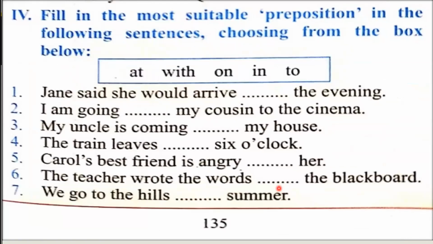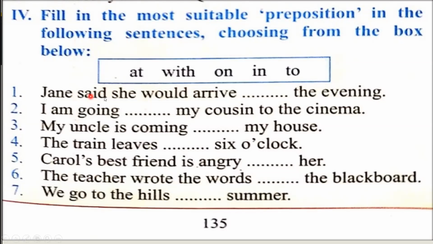So now, dear students, this is exercise number 4. In this chapter, we have 4 exercises. We are doing fill in the most suitable prepositions in the following sentences, choosing from the box below. We have the 5 prepositions: at, with, on, in, and to, and you have to use these in the 7 sentences. One can be used twice or thrice, according to the sentence. So let's start to solve this exercise number 4.